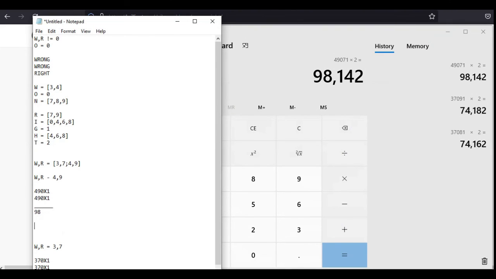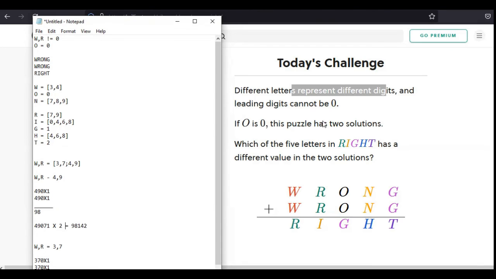Sorry, 142. If it is 49071, are there any repetitions here? 49071. H and W both are 4. 98142. This cannot be it. So it cannot be 7. So this won't work.